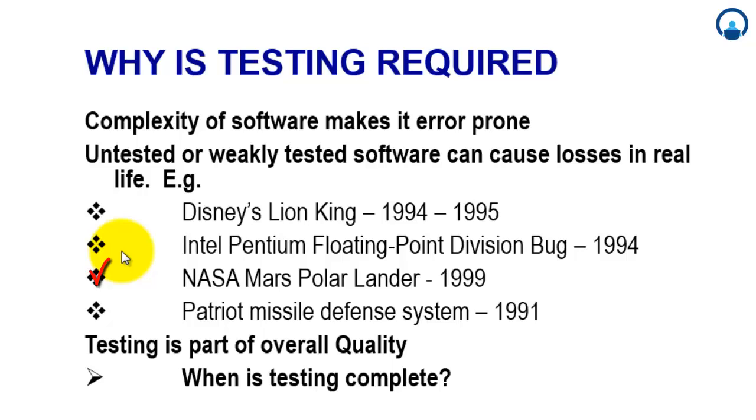NASA Mars Polar Lander 1999. Malfunction due to an unexpected setting of a single data bit. Patriot Missile Defense System 1991. A software bug caused the tracking system to be inaccurate after 14 hours of operation.